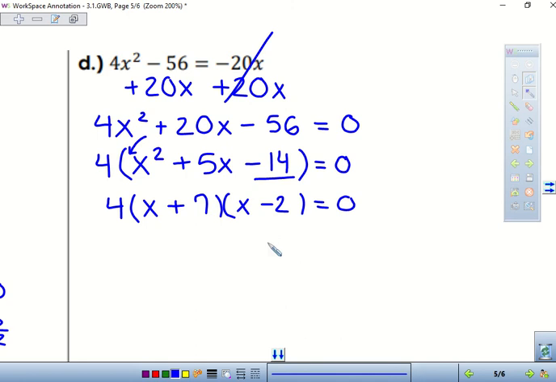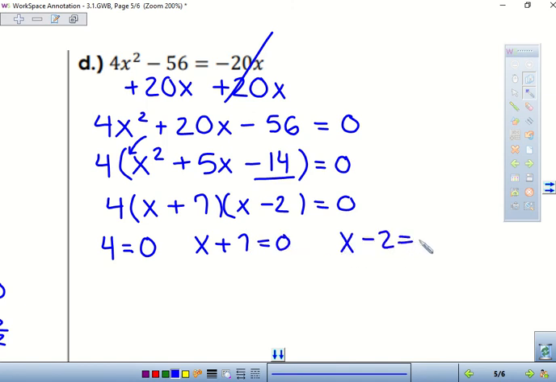So yeah, negative 14. Negative 14. Okay. Is everybody good with where we're at right now? Yeah. Okay. We don't need to divide by anything, right? Because I didn't use the AC method. So now I can just set them equal to 0.